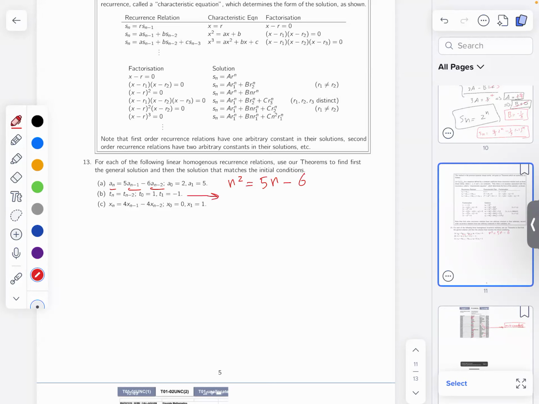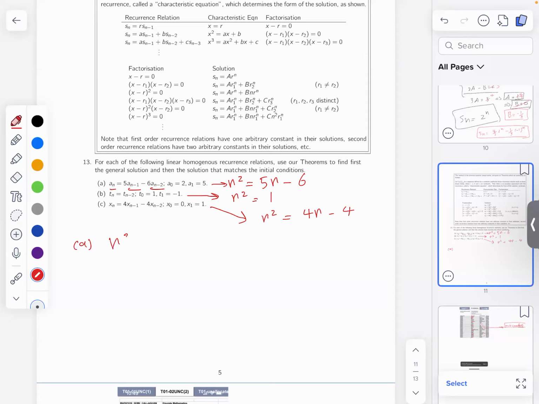What about this one? R power 2. What about this one? R power 2 equals 4r minus 4. So let's solve part A.